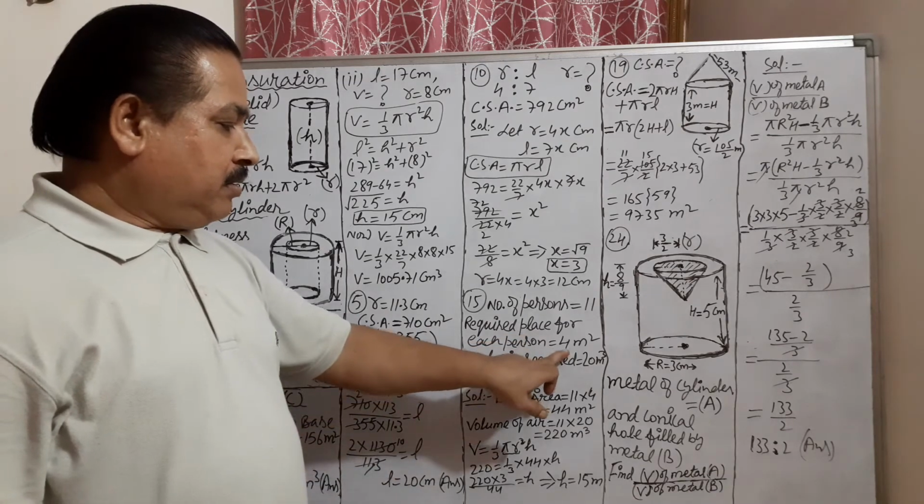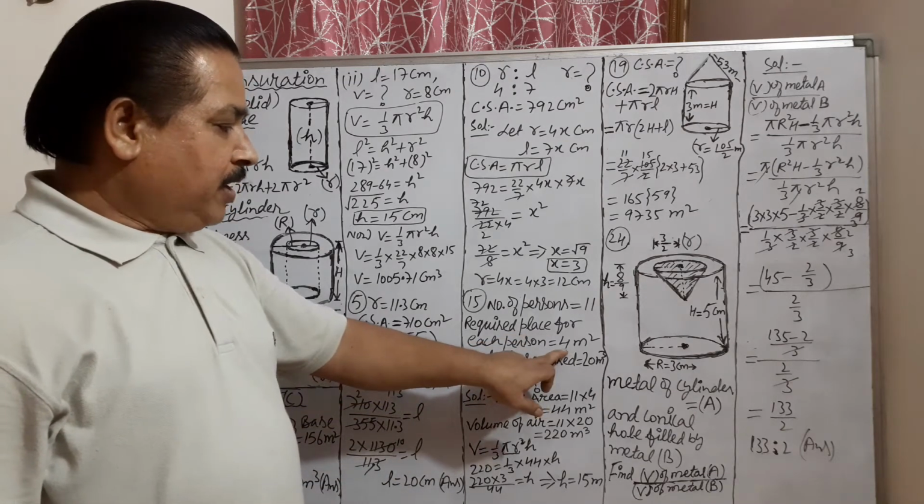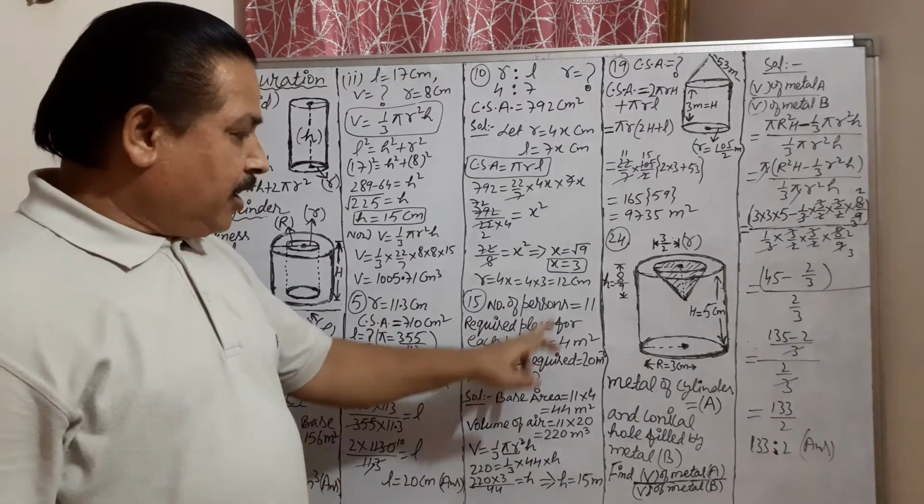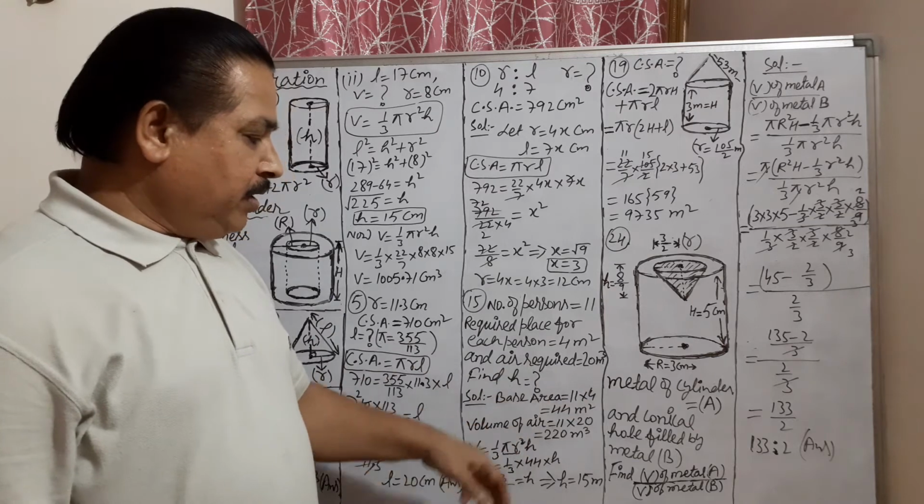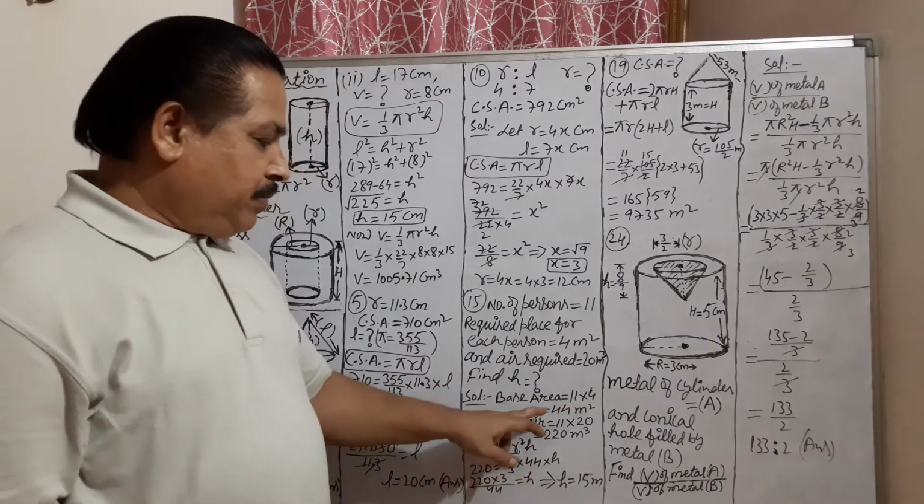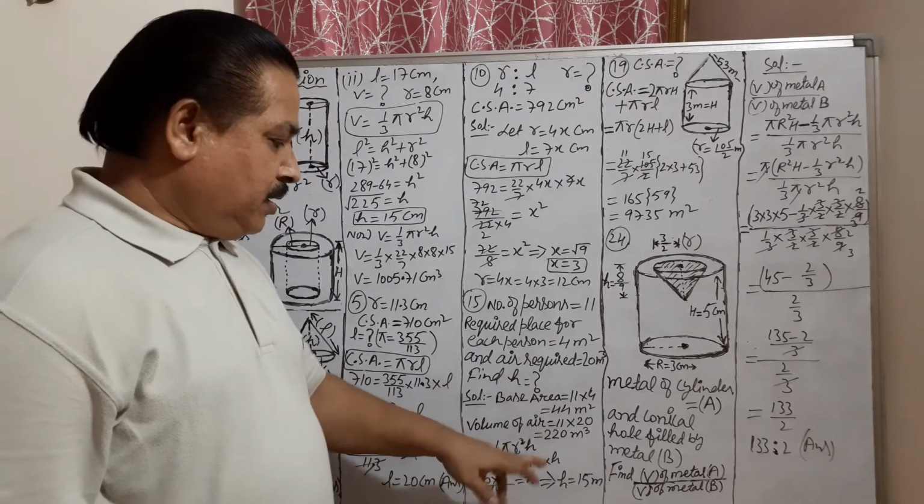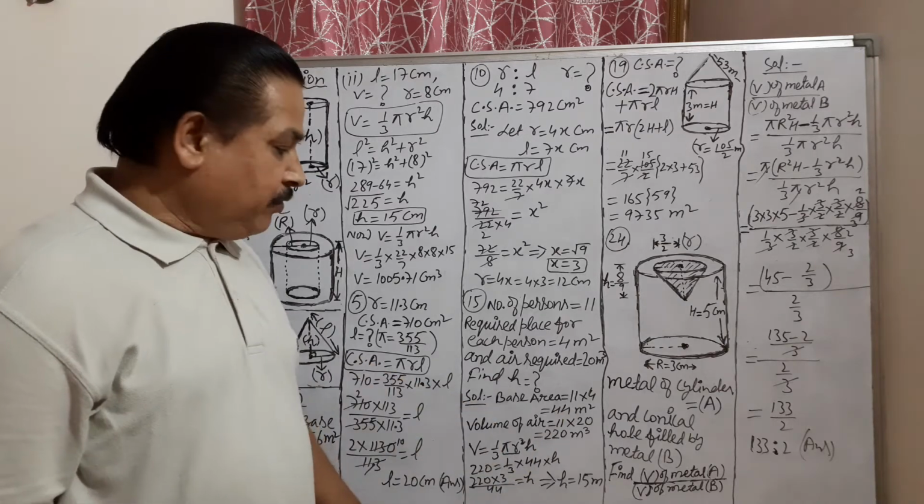Each person's place is 4 meter square. So there are 11 persons. 11 persons will take 44 meter square place. So it means the base area of the cone, this is pi r square, is actually 44 meter square.